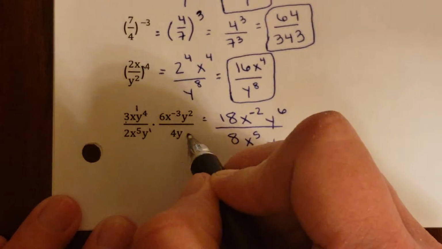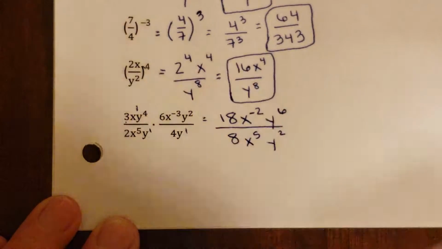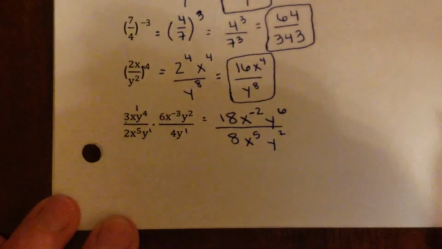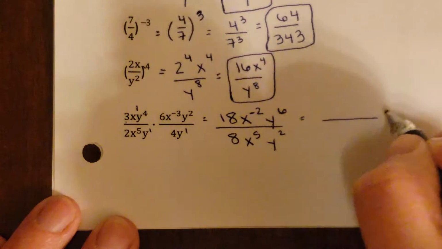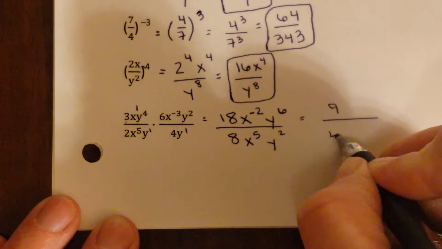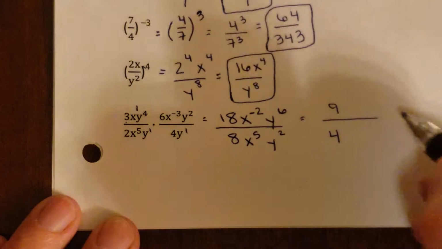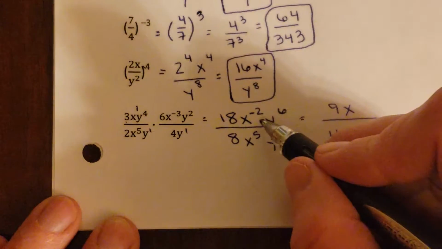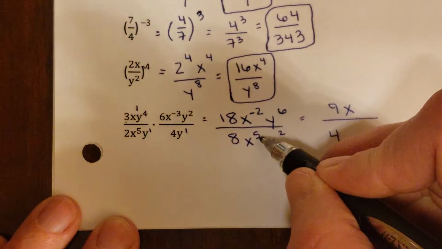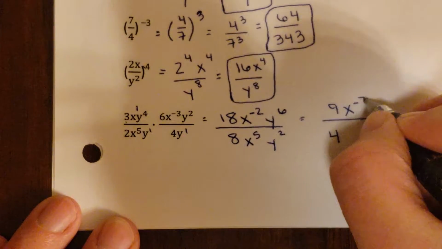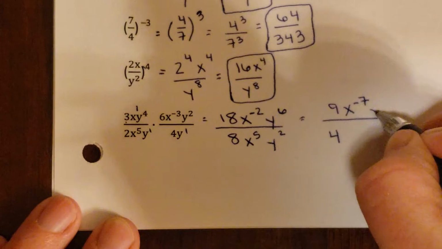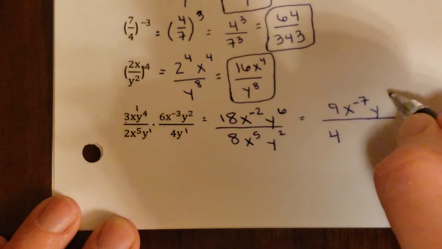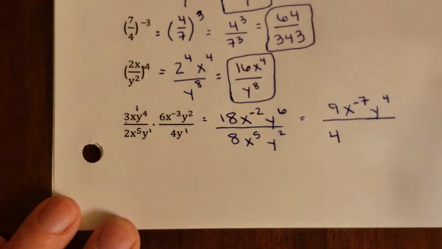Y, 1 and 1 make 2. And so 18 over 8 can be simplified. Going to keep it improper. And so we have x's. Negative 2 minus 5 is negative 7. Then the y's. 6 minus 2 is 4.